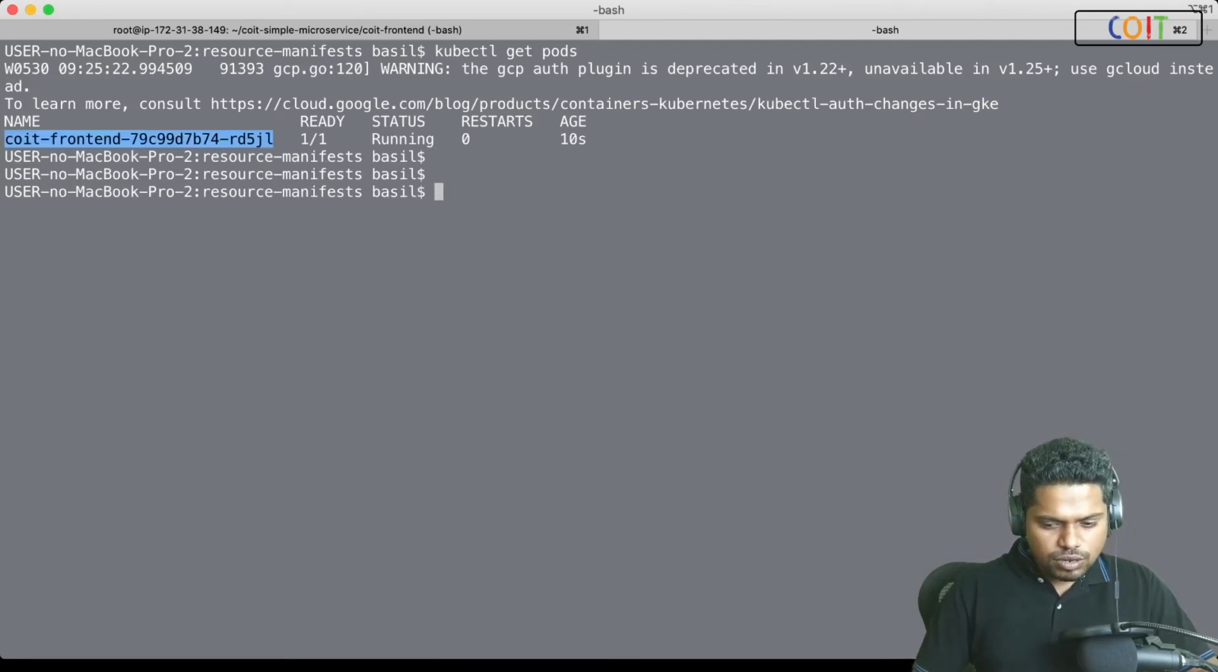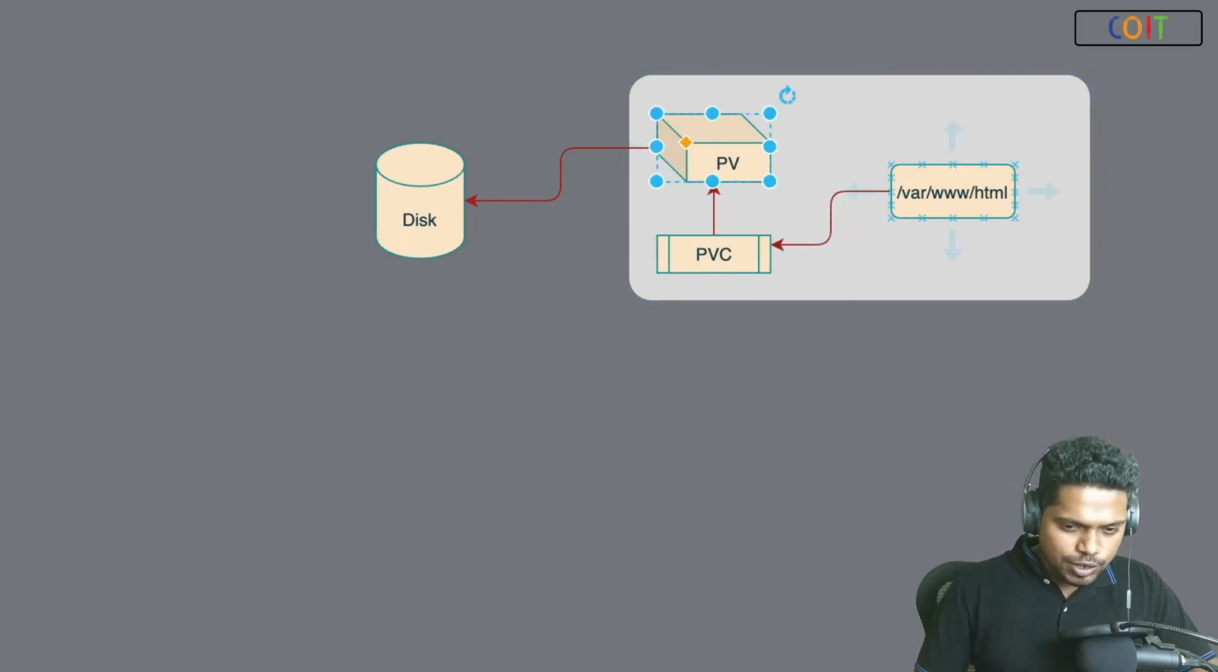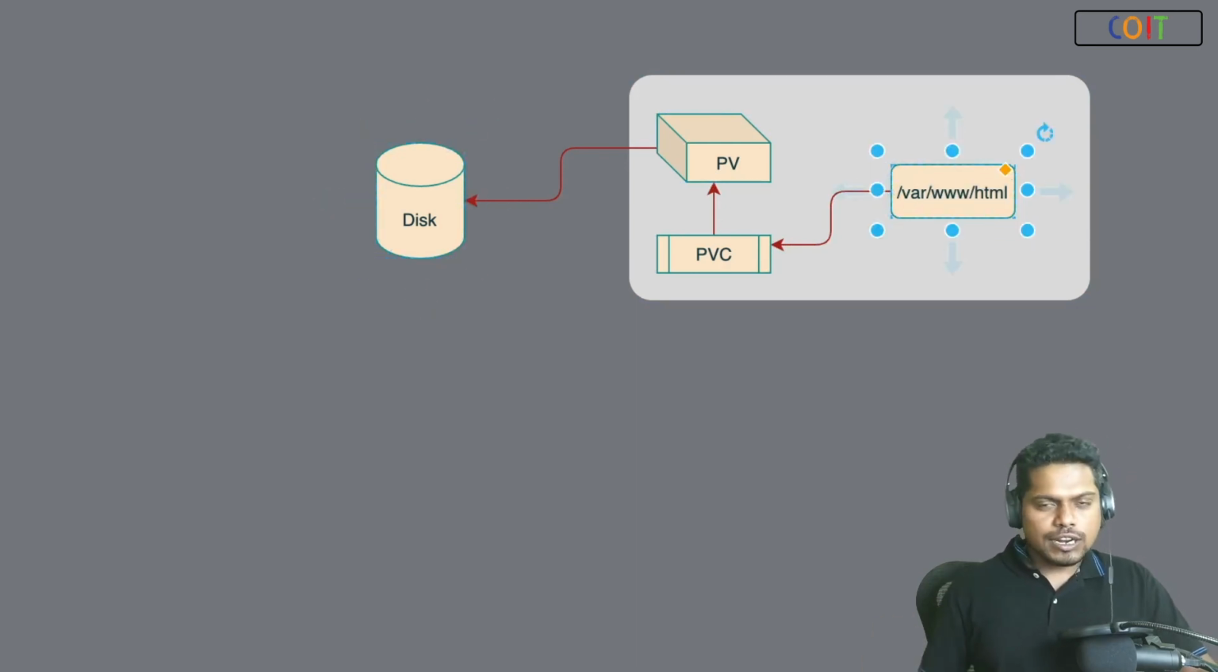But this pod, when it got running, what happened in the background? When the pod got created, it made a claim and it got the PV. The PV got mounted to the www HTML folder, or this Google Cloud Disk is what is currently mounted on your container on the www HTML. Makes sense?